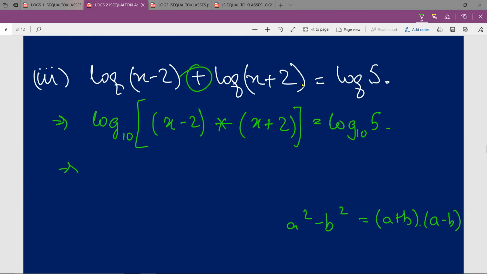Now, x minus 2 into x plus 2, I could assume x as a and 2 as b. So a plus b, that is x minus 2, into a minus b. A minus b is x minus 2 and a plus b is x plus 2. So therefore, a plus b into a minus b will be a square minus b square. So x minus 2 into x plus 2 will be x square minus 2 square, which will be x square minus 4. So therefore, log of x square minus 4 to the base 10.